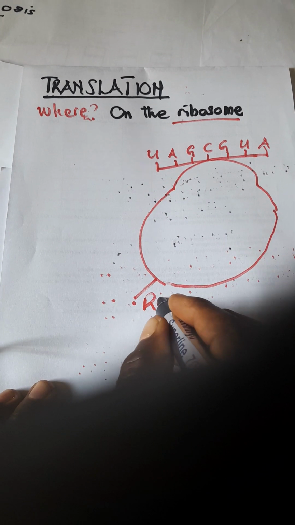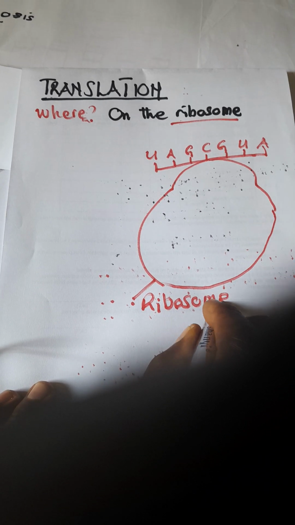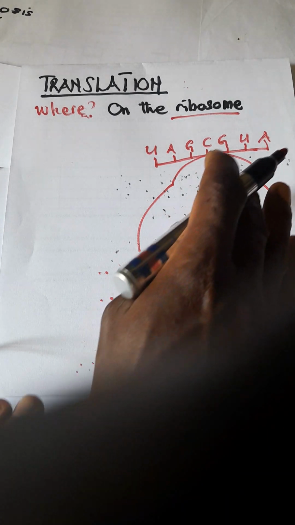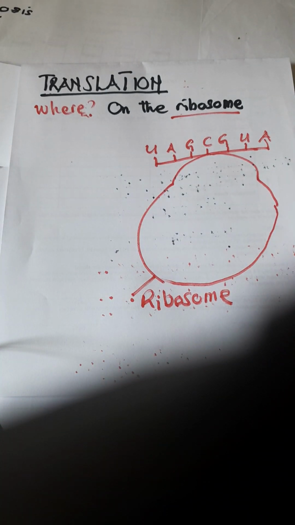Now the mRNA goes to attach itself on the ribosome. This is what we call the ribosome. So the mRNA, as it sits on the ribosome, has the codons actually exposed.